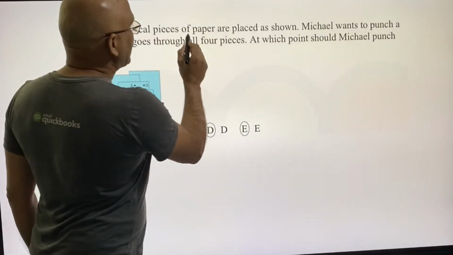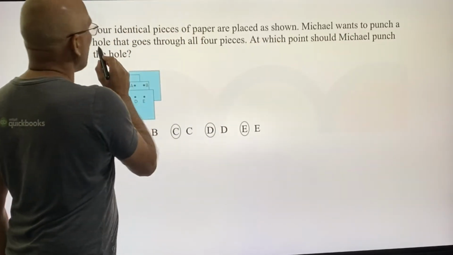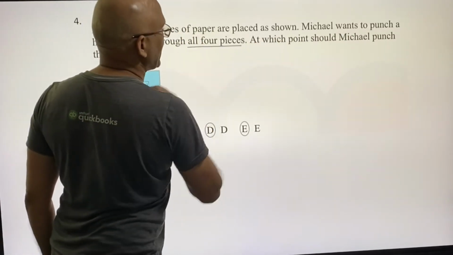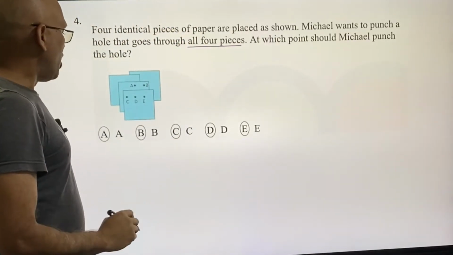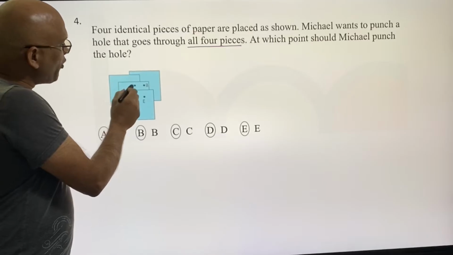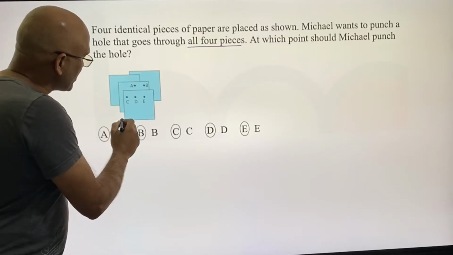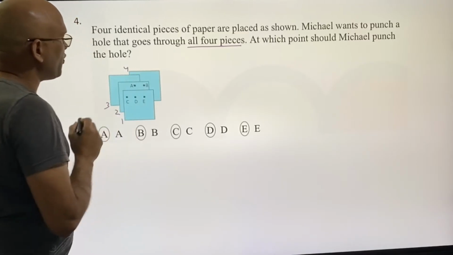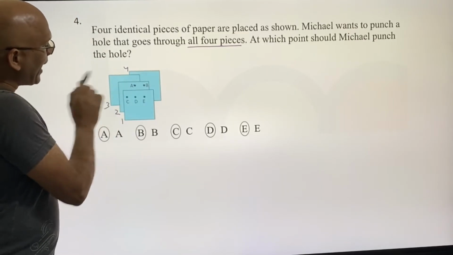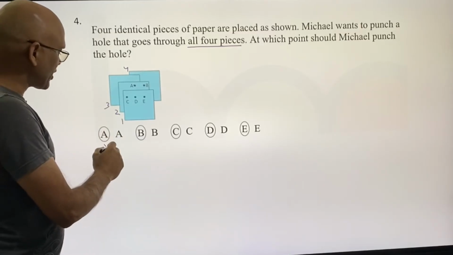4 identical pieces of paper are placed as shown. Michael wants to punch a hole that goes through all 4 pieces. At which point should Michael punch the hole? Alright, so let's take a look at each point. As you can see, A, let me first number the sheets. This is 1, 2, 3, and let me call this 4. As you can see, A does not go through sheet 1. So A is not the correct choice.